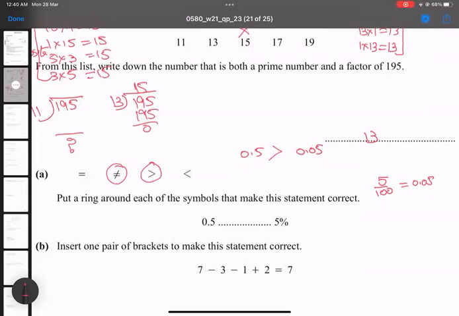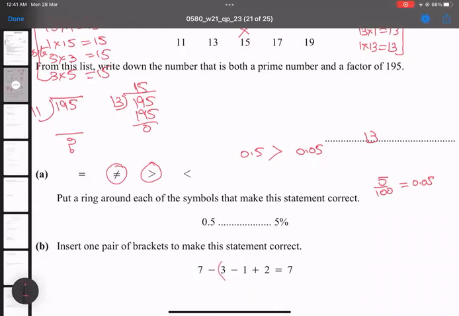Next point, insert one bracket or a pair of brackets to make this statement correct. Now see here, we need the answer of 7. How to get this answer 7? For example, if I put a bracket around 7 and 3, it gives us 4, then -1, then +2. This 4 and -1 give you 3, and +2 give you 5. But this 5 is not matching with that. So it means this bracket is a flop.